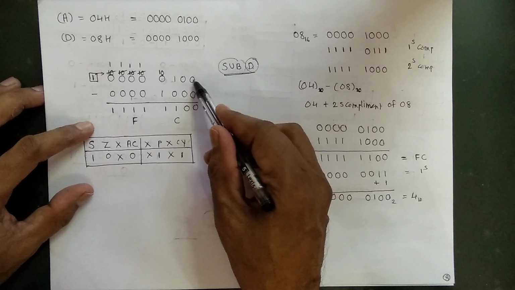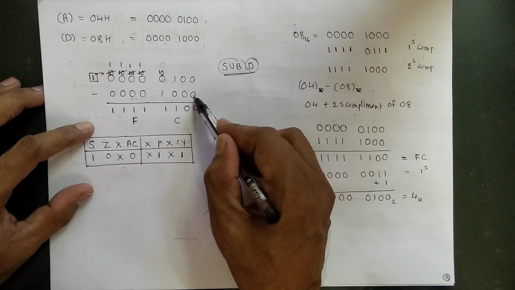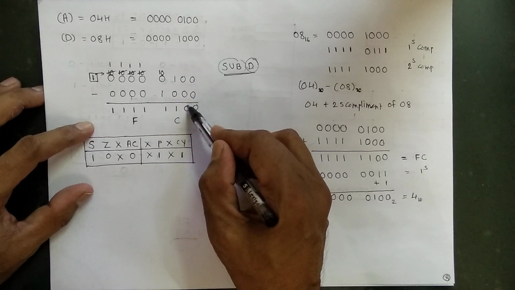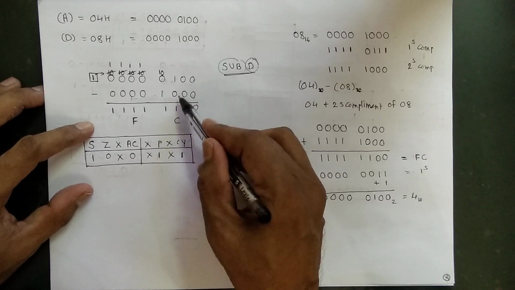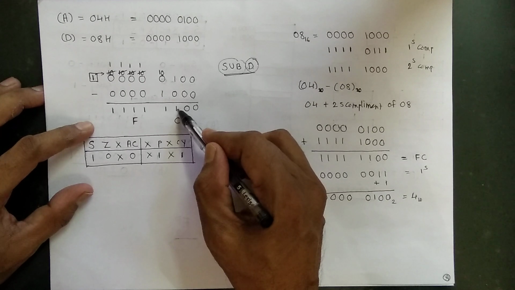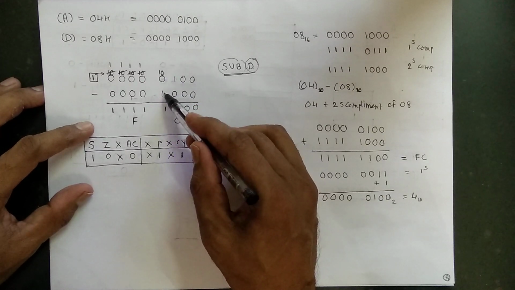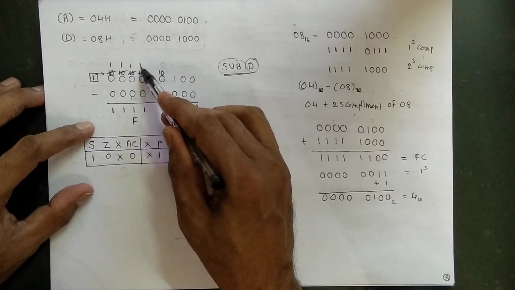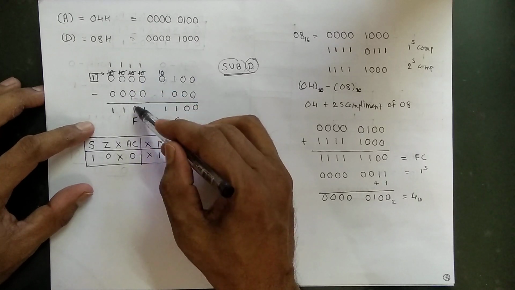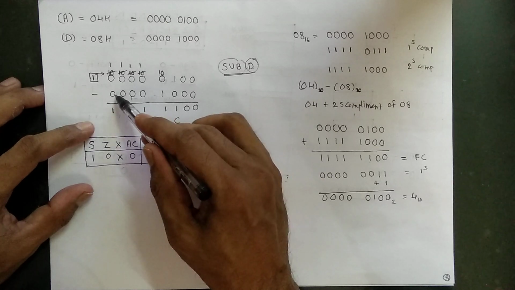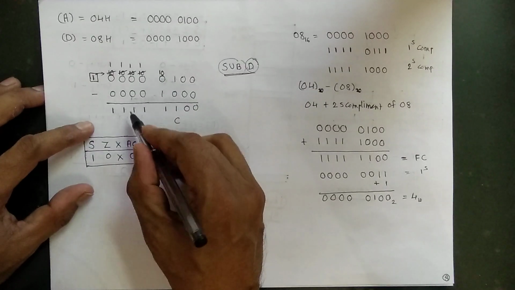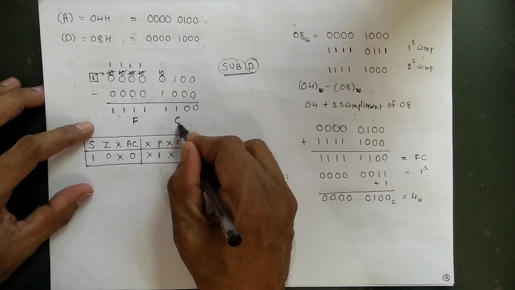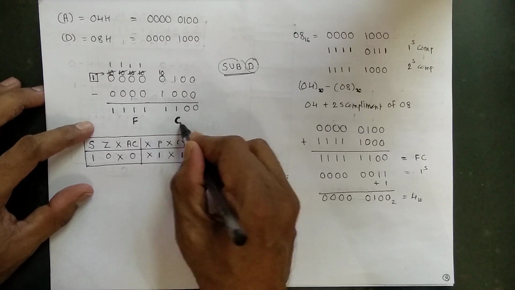0 is subtracted from 0. 0 is subtracted from 0. 0 is subtracted from 1, you will get 1. Here from 10 you are subtracting 1, here you will get 1. 0 is subtracted from 1, 0 is subtracted from 1, 0 is subtracted from 1, 0 is subtracted from 1. Here you will get answer as F and C.